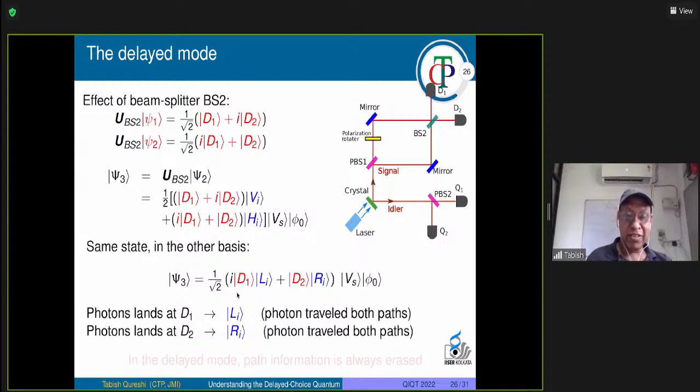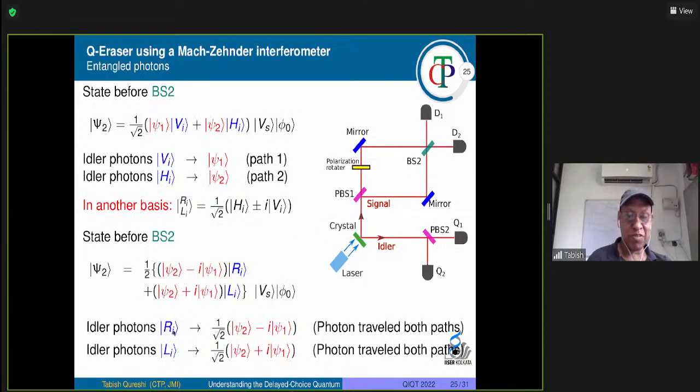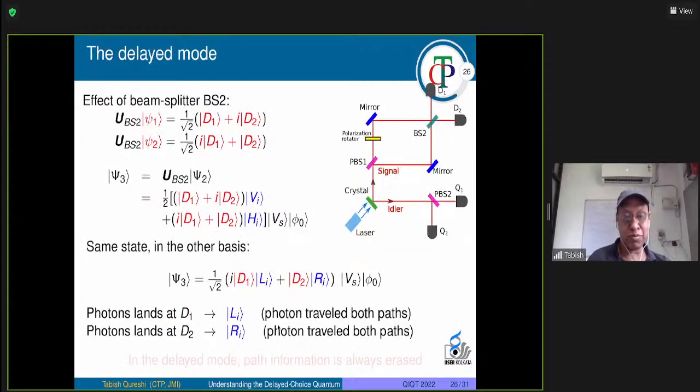Photon lands at D1, it tells you that the idler photon is in the L state. But L we already know corresponds to the particle traveling both paths. This we've already discussed. L corresponds to the photon traveling both paths, and R also corresponds to the photon traveling both paths. So with D1 you get the L state, with D2 you get the R state. There is no other possibility. This entangled state straight away tells you that.